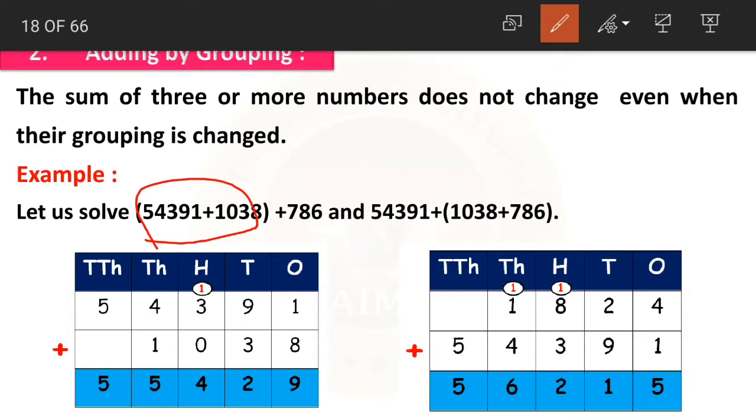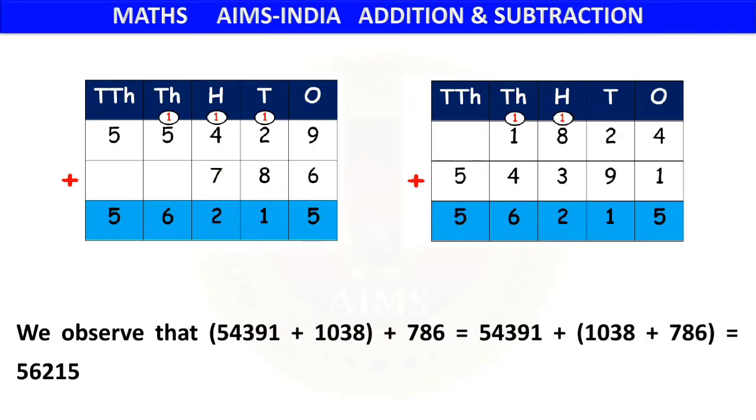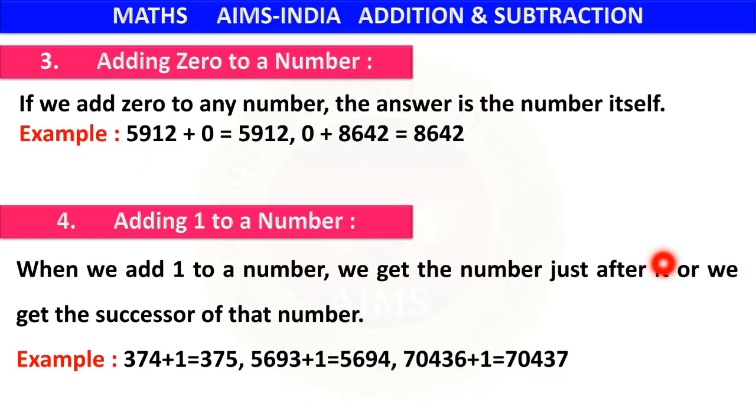First add these two and then add the sum to 786. Here first add these two numbers and add the sum to 54,391. Even though we did two different groupings, the answer we got was 56,215 only. Clear? See, 56,215 and 56,215. We observe that both the sums are same. So that was our second property of addition. Now moving on to the third one.